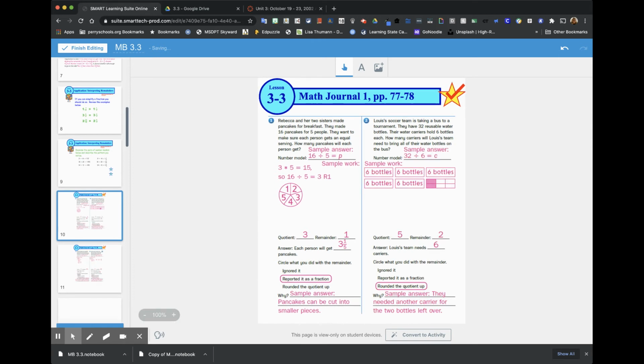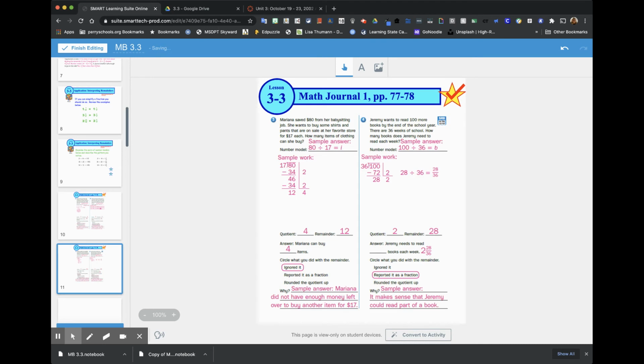Okay, let's look at number 2. We see that the number model should be 32 divided by 6 equals, they said, C. And you can see that they drew out groups of 6 bottles because there was a carrier, okay? And each carrier would hold 6 bottles. Now, they took 32 divided by 6, and they got 5 with a remainder of 2. Because I know that 6 times 5 is 30, and then you would have 2 left over. Well, Lewis's team actually needs 6 carriers, and you need to round up the quotient because you cannot cut a carrier in half. You can't only break off 2 of the things for the bottles. So you just need another carrier for those 2 leftover bottles.